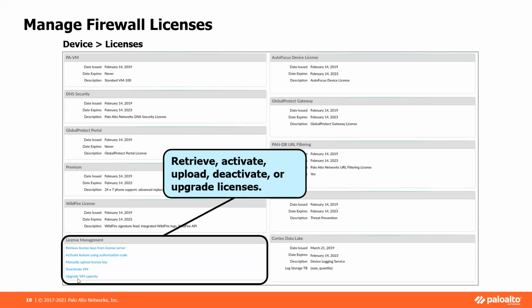If you look over here on this side, you'll also have the ability to deactivate this virtual machine if you need to bring up another one, or you can upgrade the VM capacity, meaning that you don't have to install a whole new device. You just assign a new key and you automatically get the new license, which is pretty slick. So I can jump from a VM50 up to a VM700 if I wanted to.